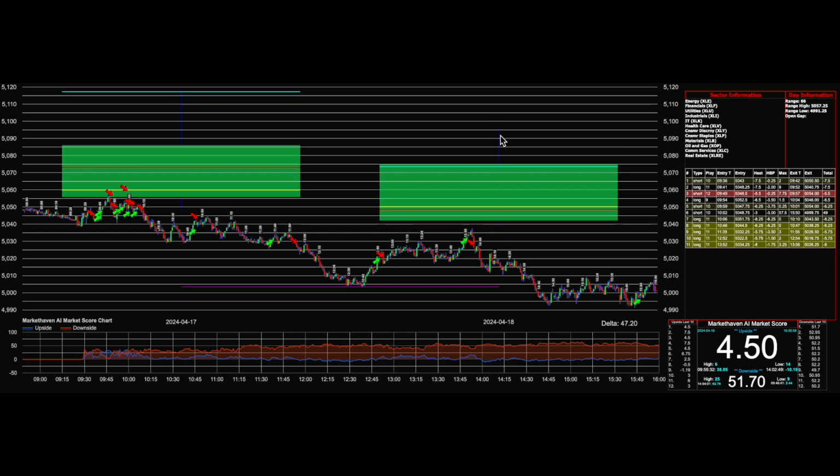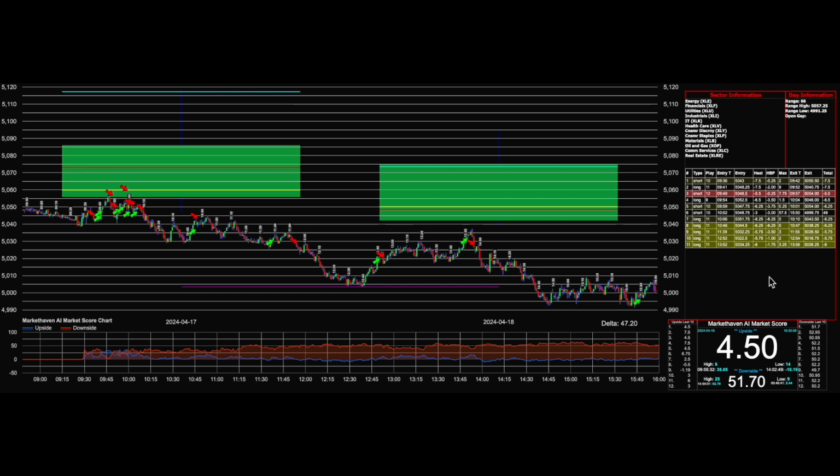The blue line is the high and the low for that day, for the previous day. The red line is the POC, which is the point of control, where it spent the most time for that day. The yellow line is the close, and the blue line is the open. And this is all based on the 18th, which is the previous day. This is the chart from Friday, April 19th.